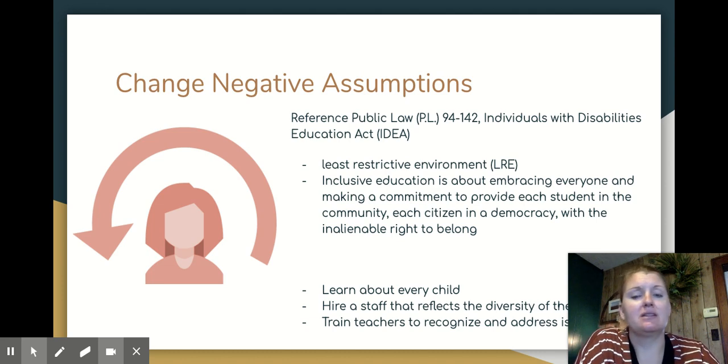The first thing, though, that I think needs to be done with all staff is to always make sure they know that to have an inclusive environment in a school is the law. Public Law 94-142, Individuals with Disabilities Education Act. It's the law to make it an inclusive environment for all students and teachers. They need to provide least restrictive environment for all people in the building. And that includes embracing everyone and making a commitment to make sure that each student is going to be given their inalienable right to belong.